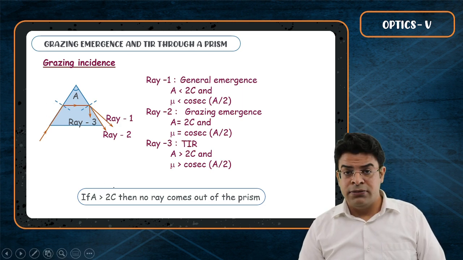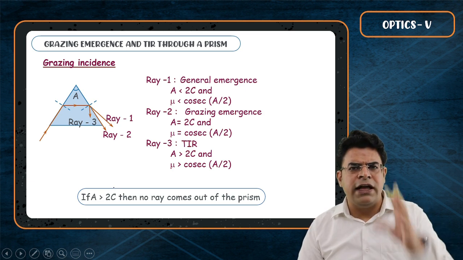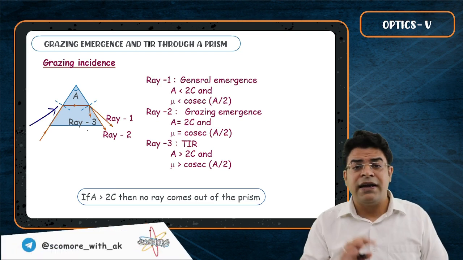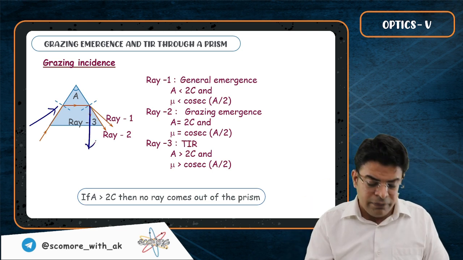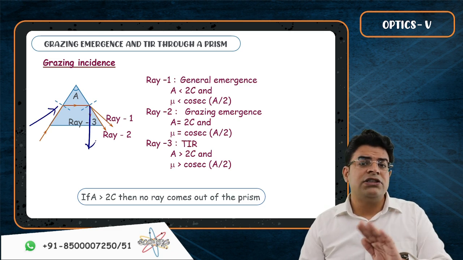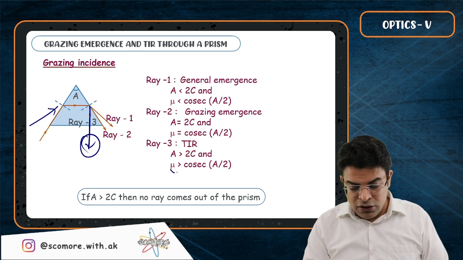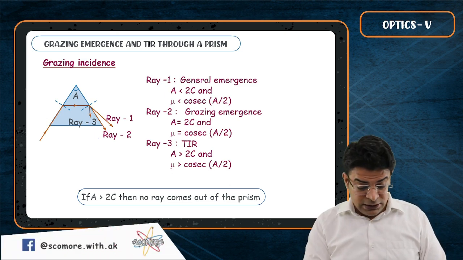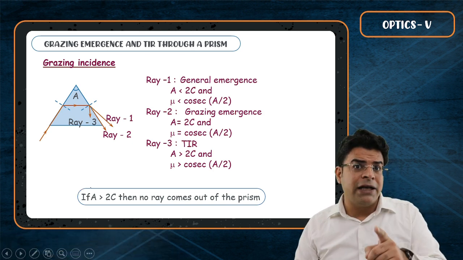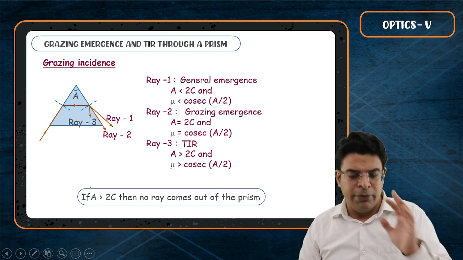So this is asked many a time. What has to be the value of refractive index so that no ray hitting the prism comes out of it in the normal fashion? It can definitely come out after getting TIR. So the no emergence condition tells us that for emergence not to take place, this ray should get TIR on the second surface, and for that mu has to be greater than cosec A by 2. This is an important thing, that's why it is inside a box. So if A becomes greater than 2C, if the apex angle is more than double the critical angle, then you do not see any emergence.